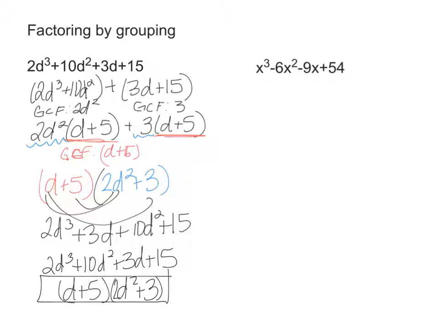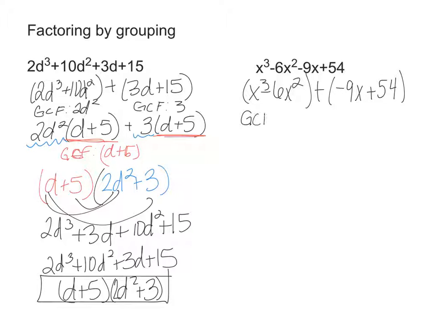Let's look at this next one. It's a little bit different because of the negative signs. This one was all positive. When I group this, it's really important that I group that negative 9 into the problem. Now we're going to group the problem x cubed minus 6x squared, and then we're going to add a plus, and we're going to group the negative inside the parentheses with the 54, so that when we factor out the GCF we get the same thing in the parentheses.